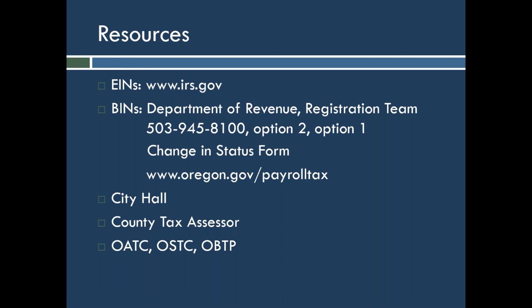If you don't want to change a BIN but are intrigued by the idea of doing quarterly reports, I can refer you to www.oregon.gov/payrolltax, where you will find the instructions for submitting quarterly payroll tax returns. That document is about 25 to 30 pages, which gets updated every year to reflect any changes here in Oregon about payroll tax laws and requirements.